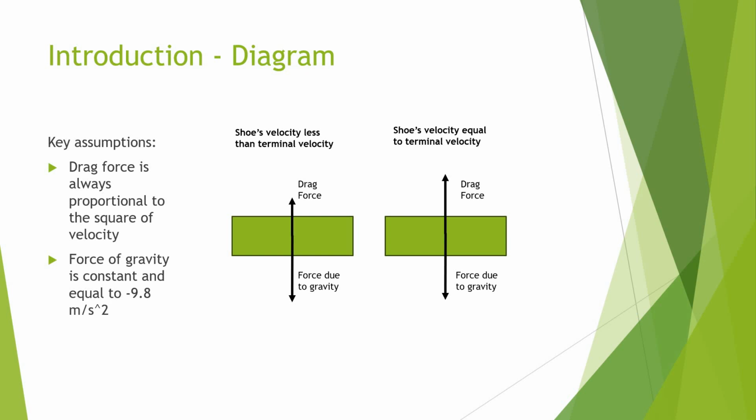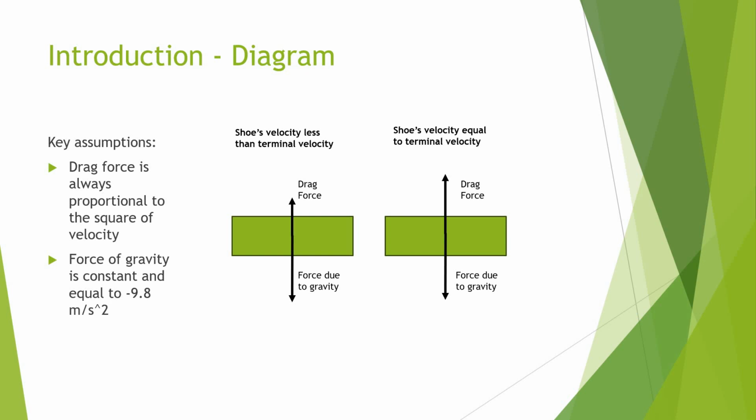These diagrams show the forces acting on the object at different times throughout this experimental procedure. First, the drag force is less than the force due to gravity, resulting in an unbalanced force in the negative direction. This is due to the shoe's velocity not reaching the terminal velocity yet. Once the shoe reaches terminal velocity, the drag force is equal to the force due to gravity, so the system is in equilibrium as shown in figure 2.